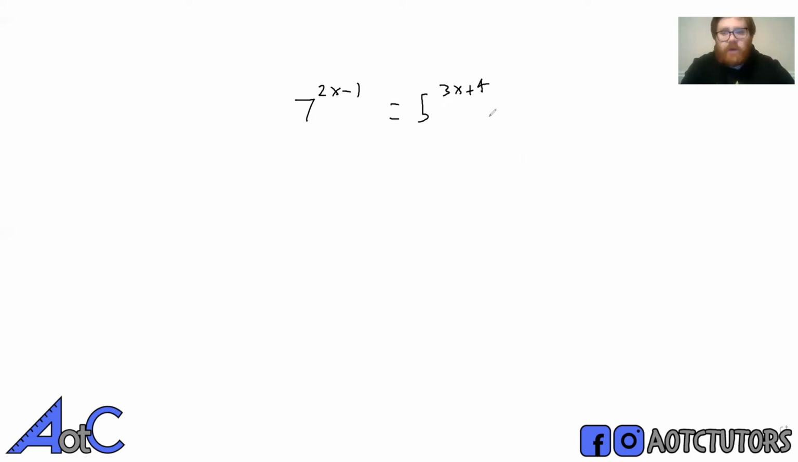Okay. So over here, we have a base of 7 on this side and a base of 5 on this side. 5 is not a power of 7. 7 is not a power of 5. So there is no possible way we can make the bases the same like we did in the last example. So we're going to have no choice here but to use logarithms.